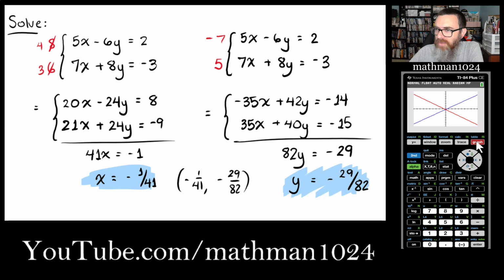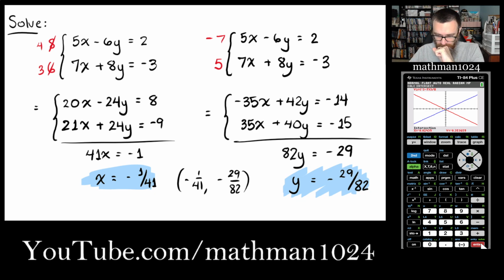Let's check the graph. It looks like they are intersecting really close to the origin, which kind of matches up with what we have. Negative 1 over 41 is not a big number at all. Now, how do we know for sure? Let's press second trace to bring up the calculate menu. We want to find the intersection. First one's good, second one's good, guess, sure.